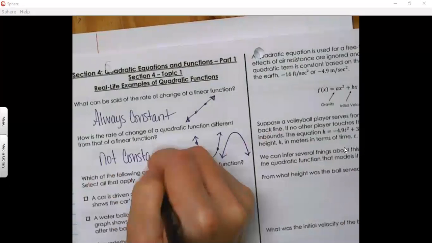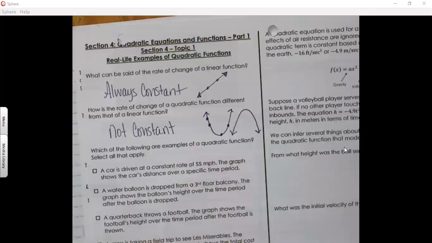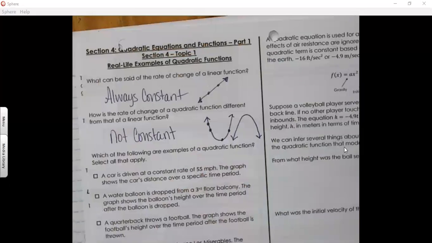This next little section, you will see something similar to it on your homework assignment for tonight. Which of the following are examples of a quadratic function? Select all that apply. So basically, if it sounds like the rate of change is constant, then it's linear. If it does not sound constant, then it's quadratic in these examples. A car is driven at a constant rate of 55 miles per hour. The graph shows the car's distance over a specific time. Is that quadratic? No, it said a constant rate of speed, so that's going to be linear, so we're not going to check that one.